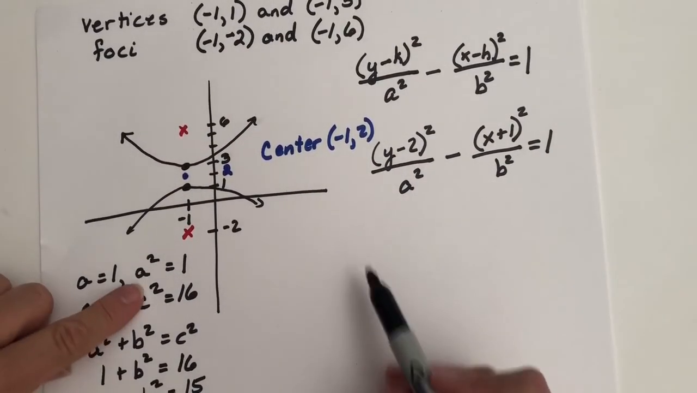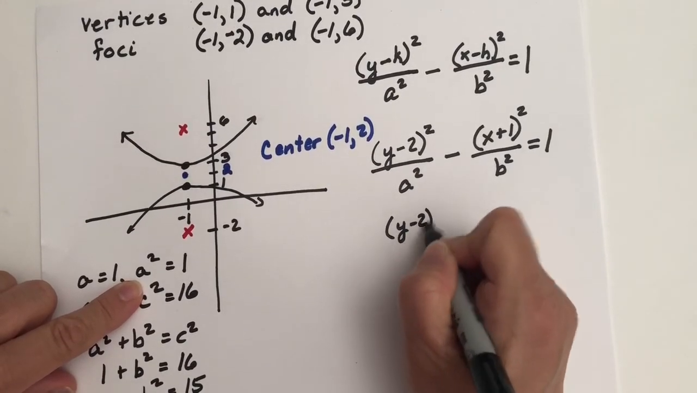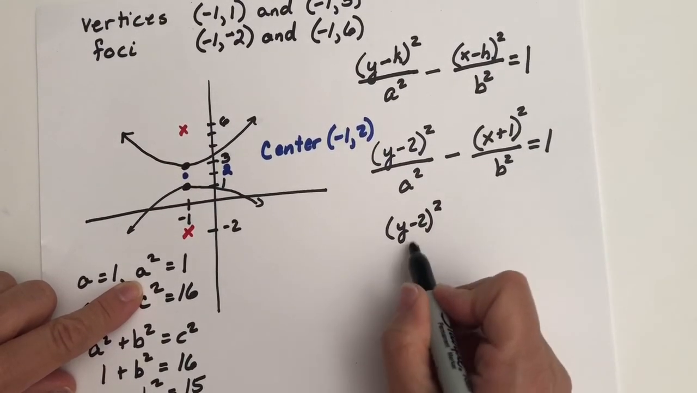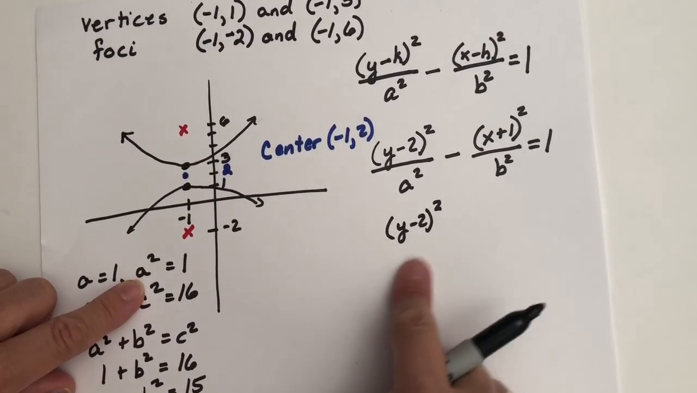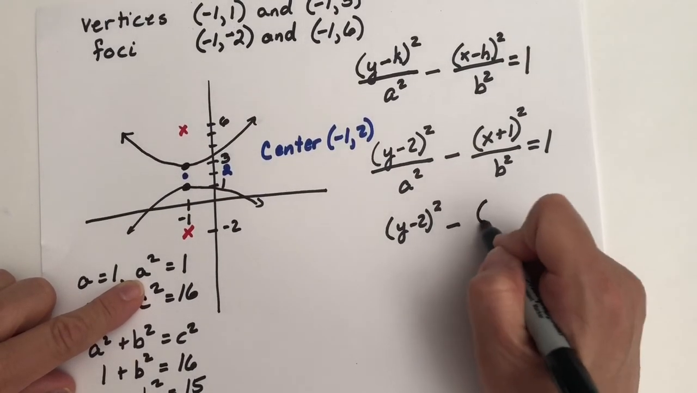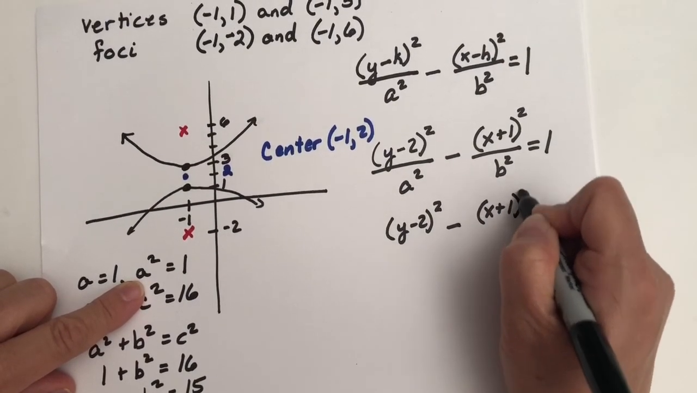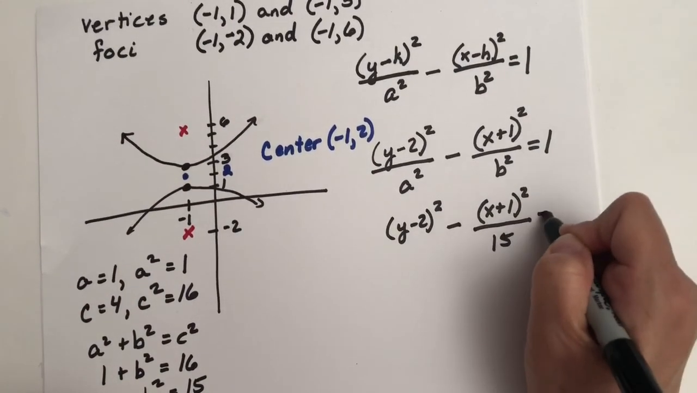So a squared is 1. So I have (y minus 2) squared over 1, but I don't really need to write the over 1. That's implied since I'm not going to write it over anything. Minus (x plus 1) squared over b squared equals 1.